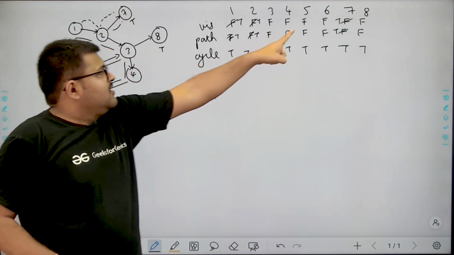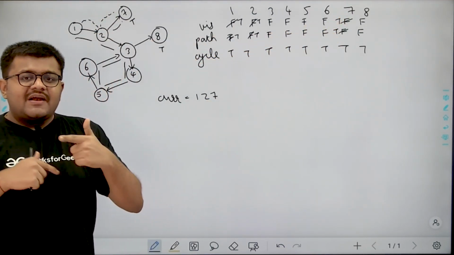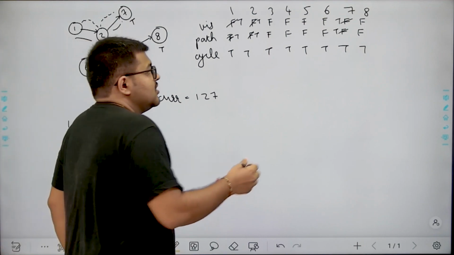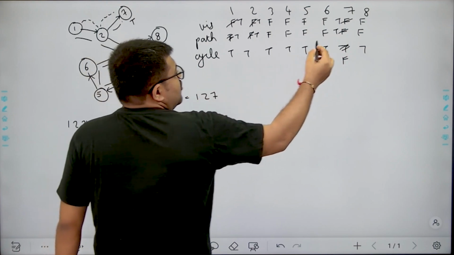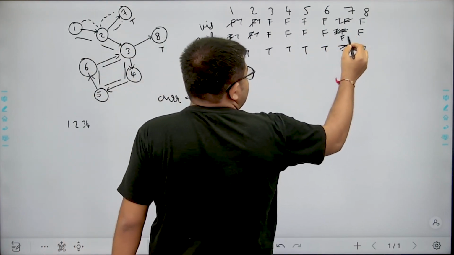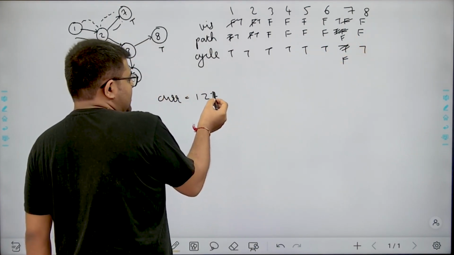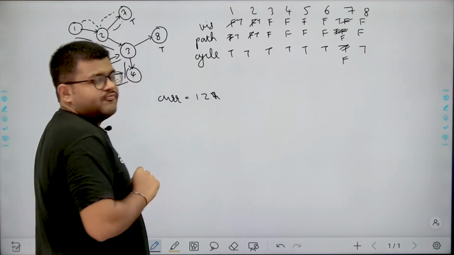It means that 7 is not a part of any cycle and it is also not leading to any cycle. So I'll mark this as false, and I'll also mark this as false again. Why? Because I have to remove it from my current path. So my current path will become 1 and 2.